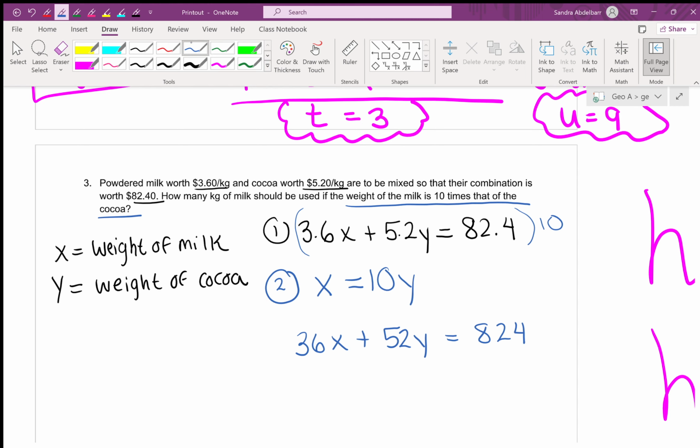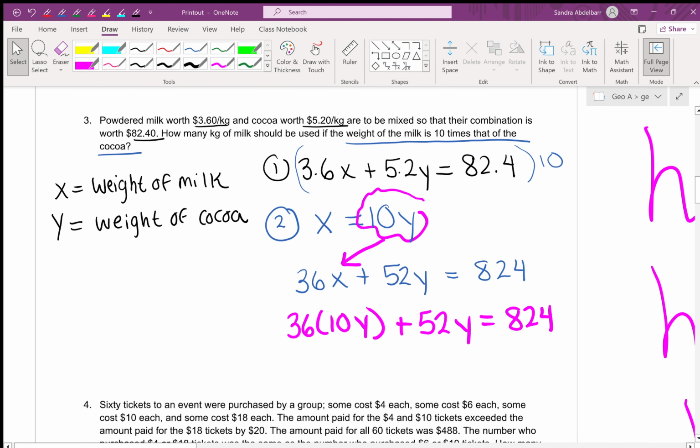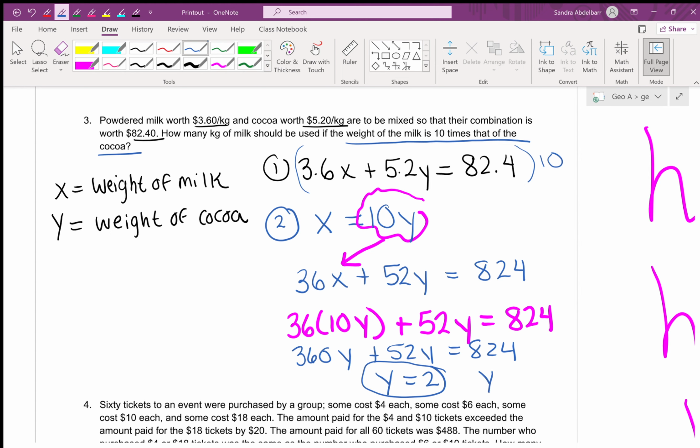So now, anytime I see an x, what am I going to do? Substitute in 10y. Yes, David? You don't have to. No. So then you could work with the decimals if you like. So then we're going to have 36 times 10y plus 52y equals 824. All right, so we have 360y plus 52y equals 824. I will tell you y will equal 2. If you plug in, you're going to get x is equal to 20.